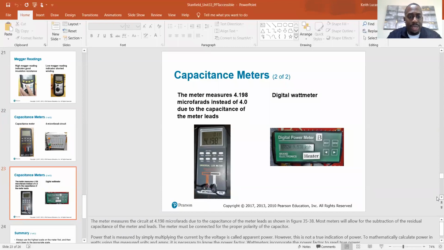The meter measures the circuit at 4.198 microfarads due to the capacitance of the meter leads as shown in figure 3538. Most meters will allow for the subtraction of the residual capacitance of the meter and leads. The meter must be connected for the proper polarity of the capacitor.